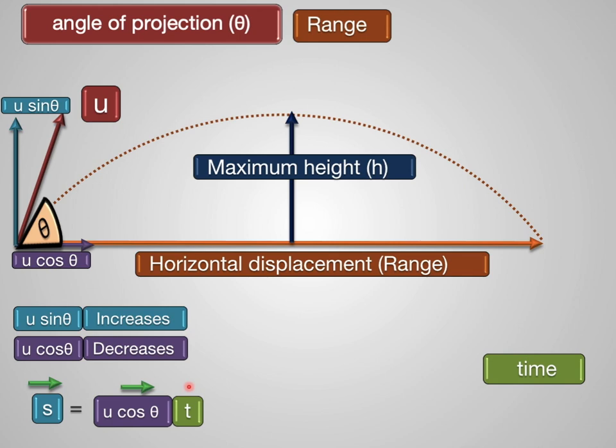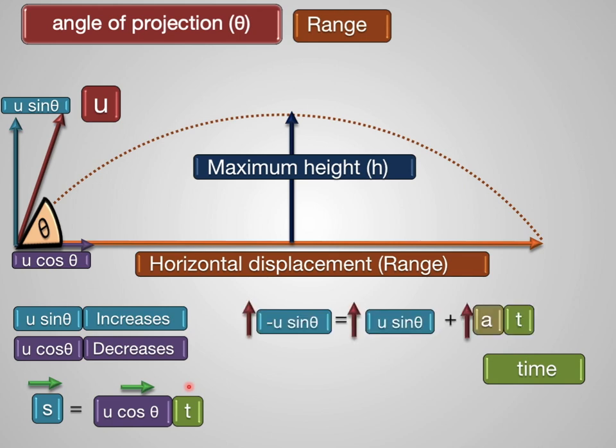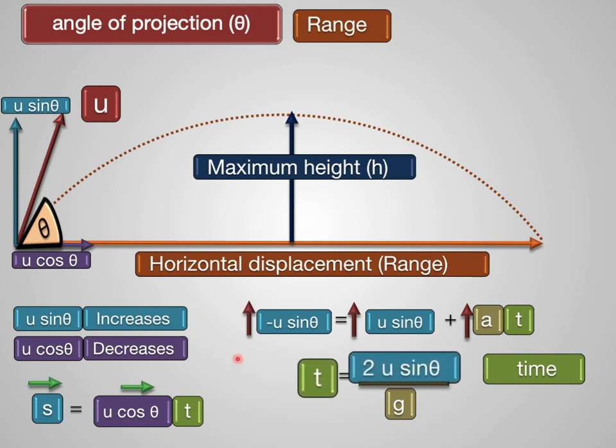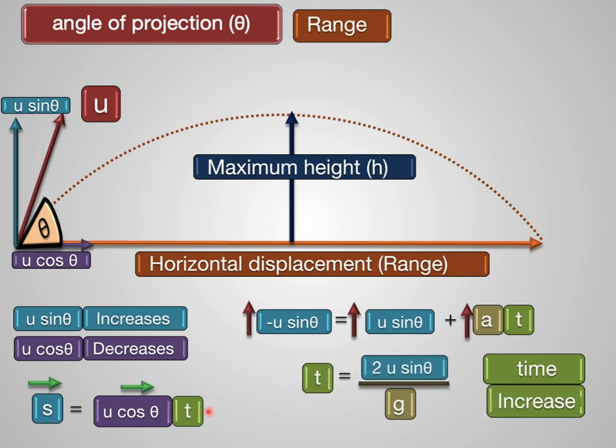So I'm going to find out what happens to the time. For that I'm using the vertical equation v equal to u plus at. Directly I'm writing because we have done this before. What happens is u sin theta has increased, so the time will also increase. Coming back to the first equation, the time has increased but u cos theta has decreased. What will be the result?